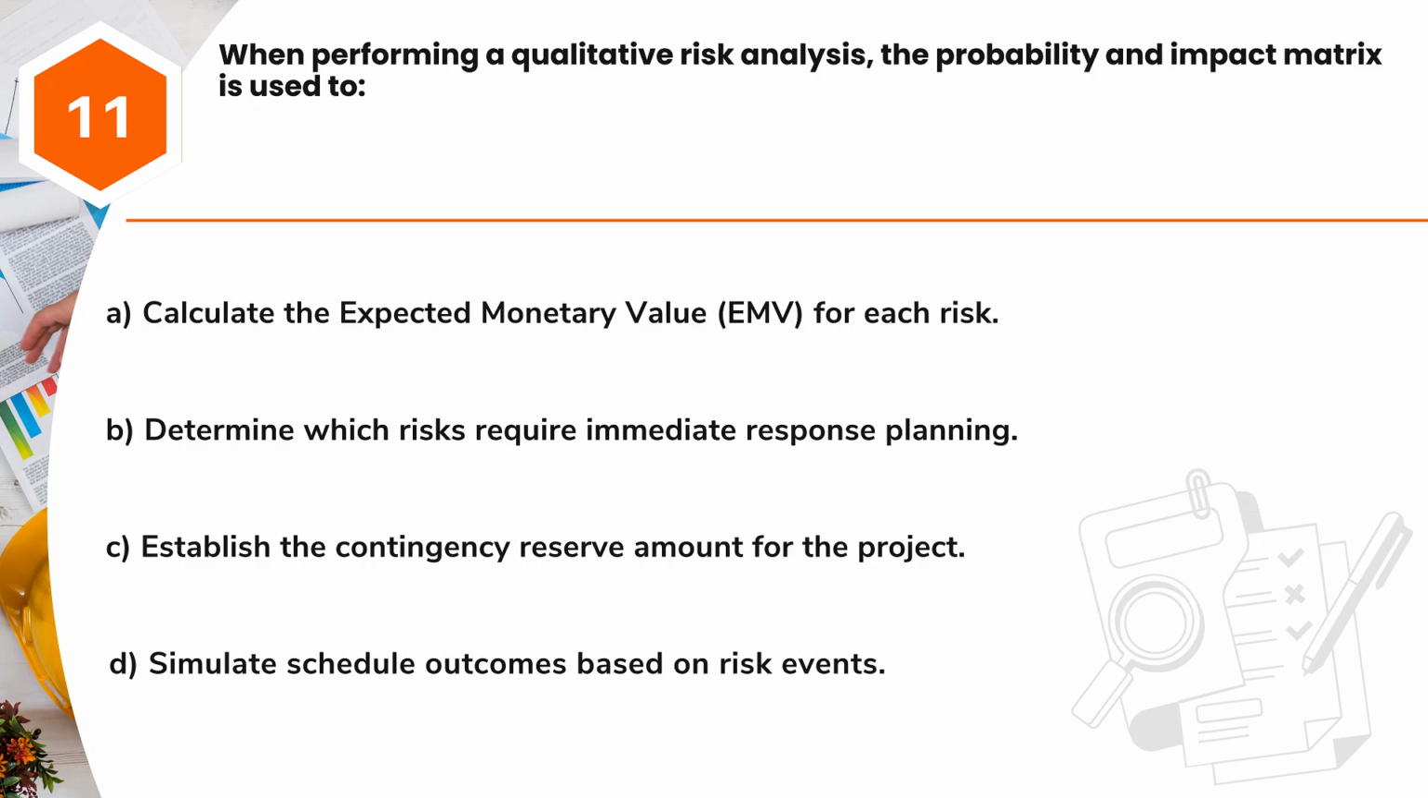Question 11. When performing a qualitative risk analysis, the probability and impact matrix is used to A. Calculate the expected monetary value (EMV) for each risk. B. Determine which risks require immediate response planning. C. Establish the contingency reserve amount for the project. D. Simulate schedule outcomes based on risk events.